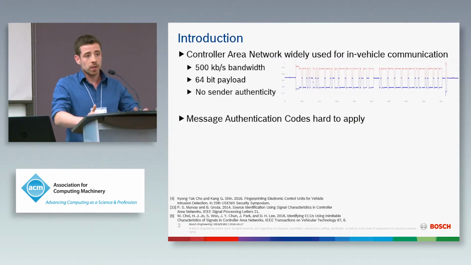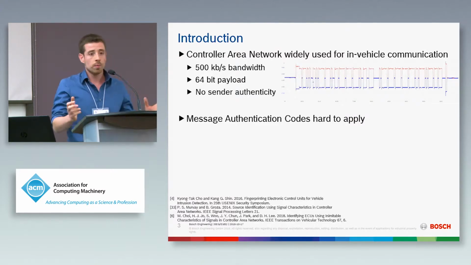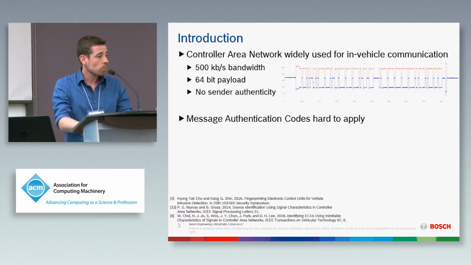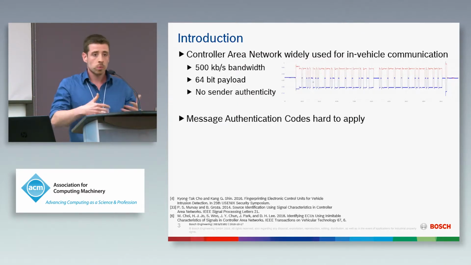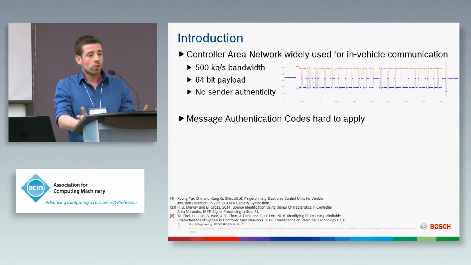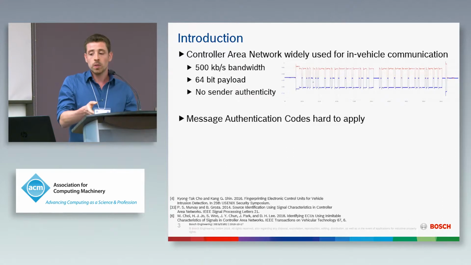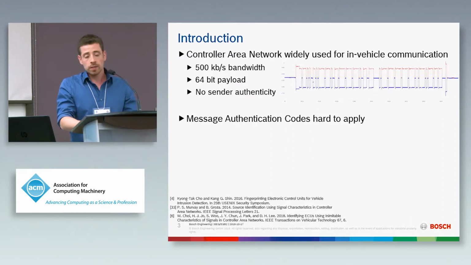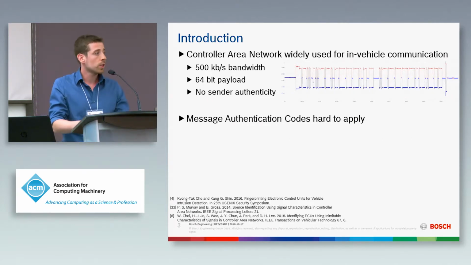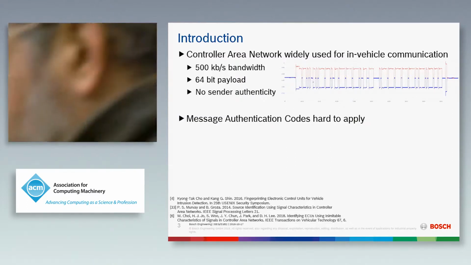Normally you would apply message authentication codes, but it's really hard to do here because we have this very limited payload size. The normal recommendation is to use at least 64 bits for a MAC-tag, and this corresponds to the payload size, so you can decide to transmit data or MAC-tag. Of course, you can also reduce the MAC-tag much more, but this still halves, for example, the bandwidth. And this also requires additional computational resources for all the ECUs, because these must calculate and verify the MACs.